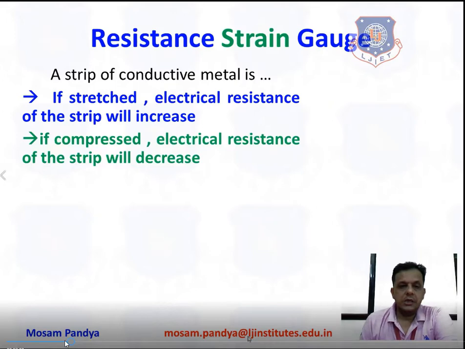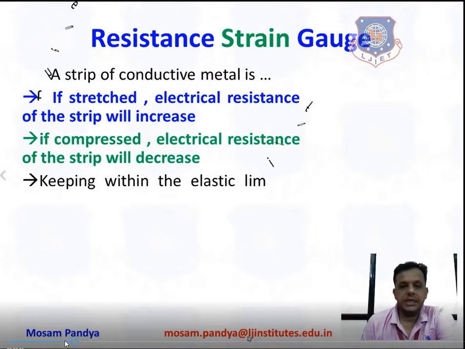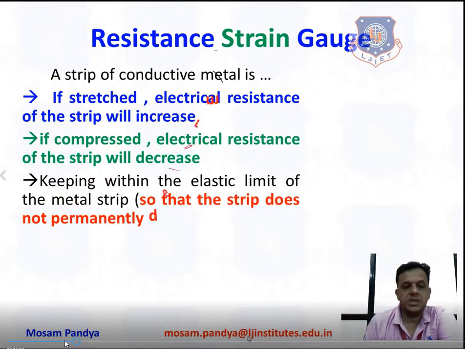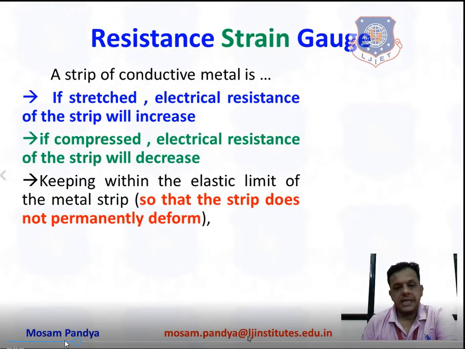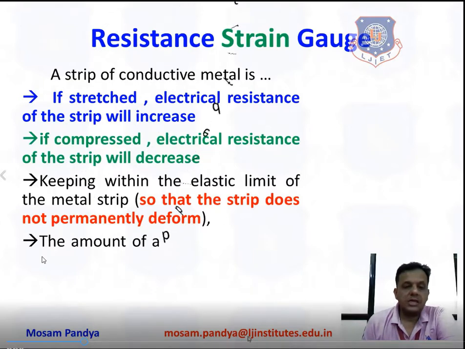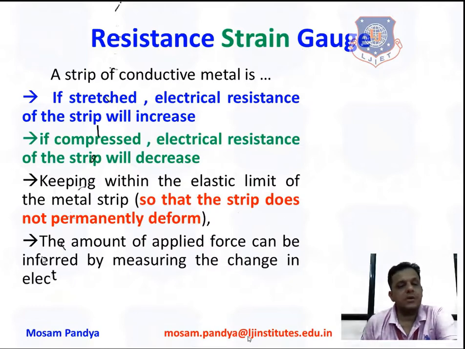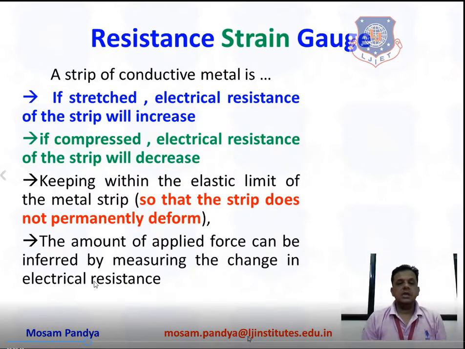Here if we keep this compression or tensile force within the elastic limit of the material that we are using, say for example the permanent deformation should not be there, in that case we can sense the change in the resistance due to application of the force, and we can calculate the amount of the applied force by inferring from the measurement of the change in the electrical resistance of the conductor.